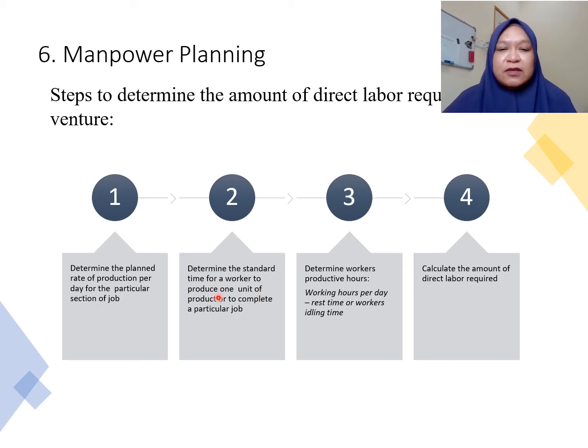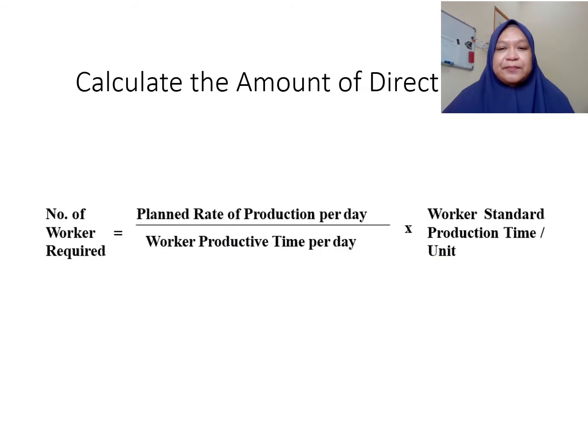Then you have to determine the standard time for a worker to produce one unit. For each unit, how long it will take the worker. Then we have to determine the workers' production hours, which is working hours minus the rest time of workers. You want to know how long the workers are actually working, producing the product or unit. Then we can calculate the amount of direct labor required.